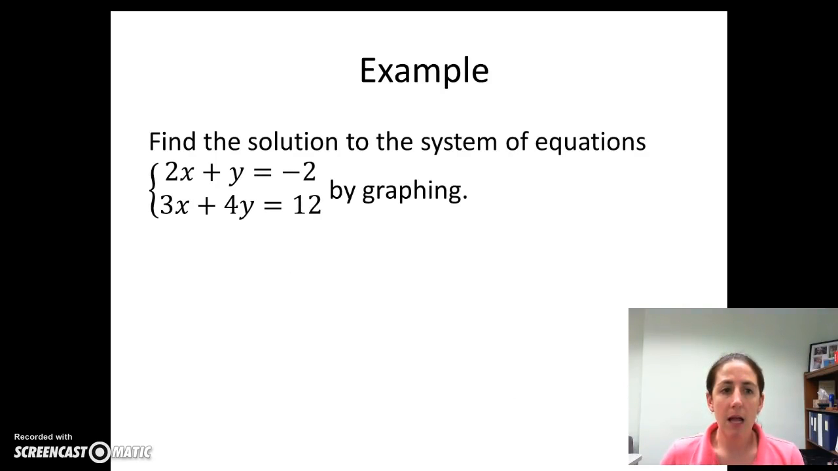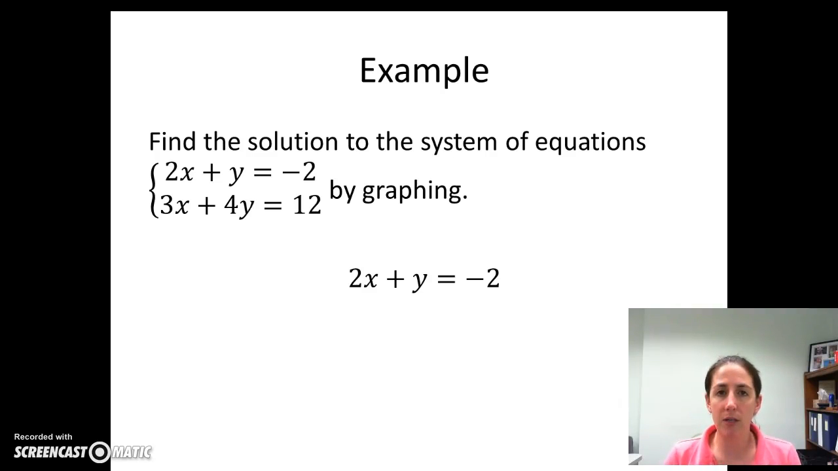Let's do an example. Let's find the solution or solutions to this system of equations, 2x plus y equals negative 2, 3x plus 4y equals 12, and we'll do it by graphing. So let's graph each line individually. Take a look at 2x plus y equals negative 2. We're going to graph that equation.